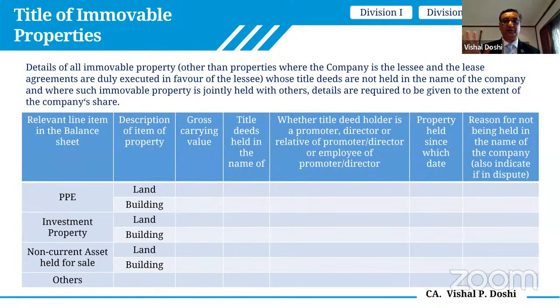Like we discussed, for lease, you would have a ROU asset in case of Ind AS, but in non-Ind AS, though it would not be there on the balance sheet, still in case of lease properties, if the lease agreement is not executed, that would still be reported.